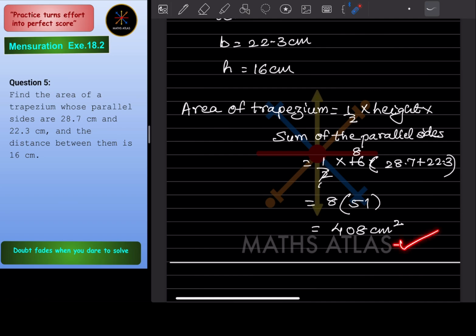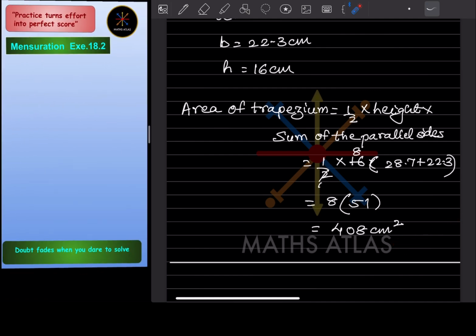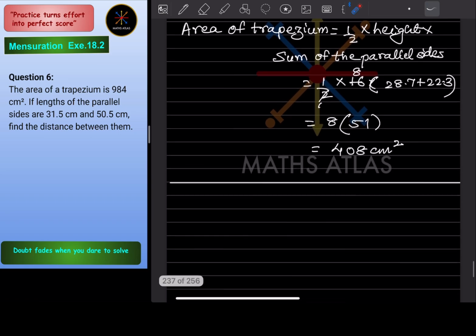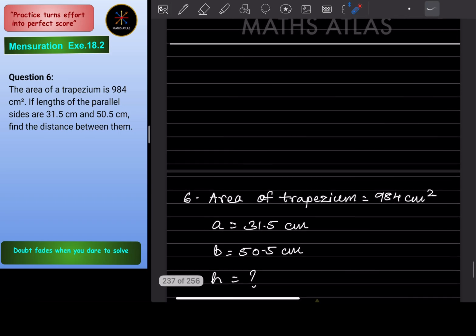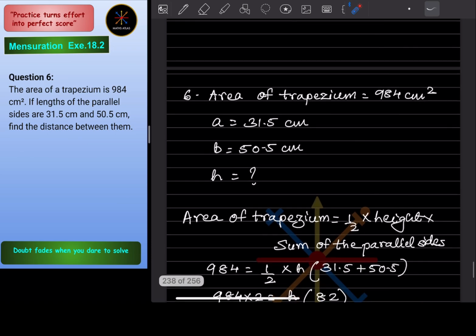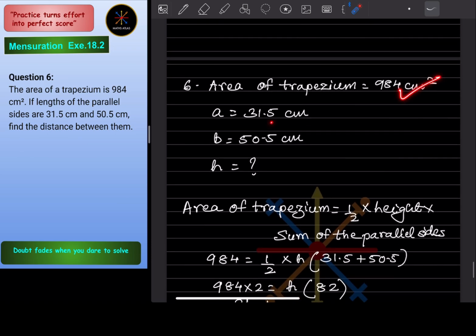which is going to be 408 centimeter square. The next question: the area of a trapezium is 984 centimeter square. If the lengths of the parallel sides are 31.5 centimeter and 50.5 centimeter, find the distance between them. So again, area is given, these are the parallel sides, and to find the distance between them means we don't know h.